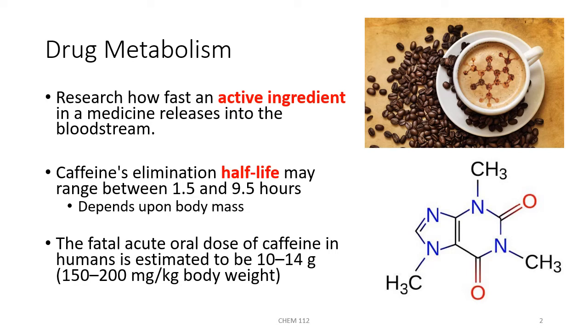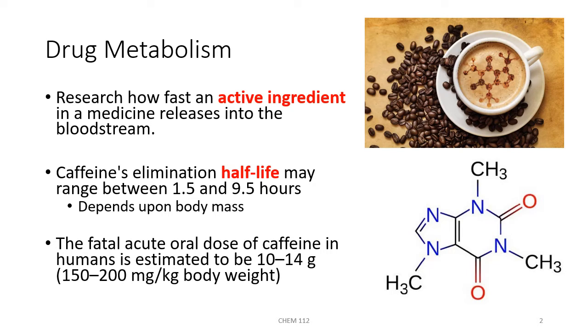A pharmacologist is someone who designs drugs and figures out how they will interact with the body. Each individual drug has its own active ingredient that will release into the bloodstream. For example, caffeine could be eliminated from your body between 1.5 and 9.5 hours. When half of it's gone, this is known as the half-life of the drug. The time that it takes for half of the drug to be gone will actually depend upon your own individual body mass. We'll talk about half-life more in depth later in the chapter.